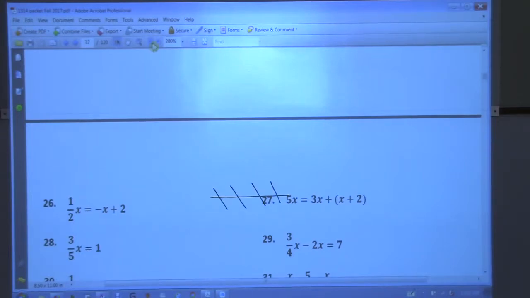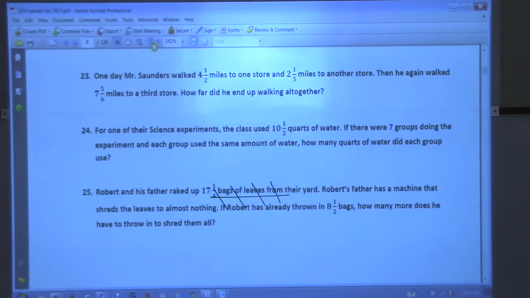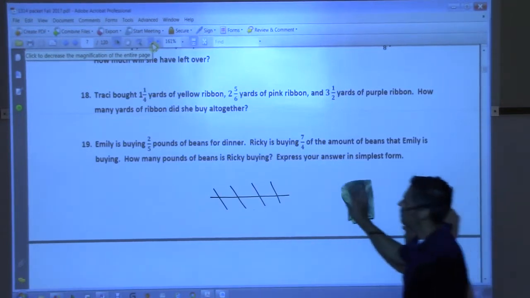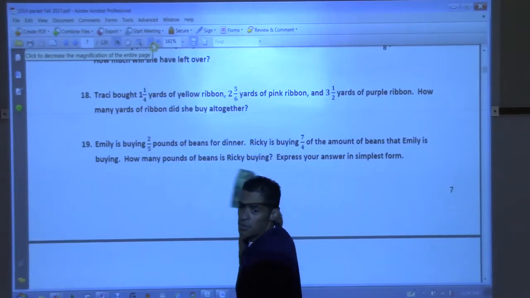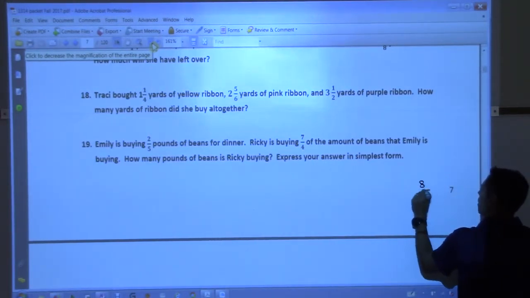It could be. Okay, what page? Page 7, number what? Number 19? Okay, let's take a look at it. So what did you get on this? I got 8 over 35. 8 over 35? That's the one I had a problem with.